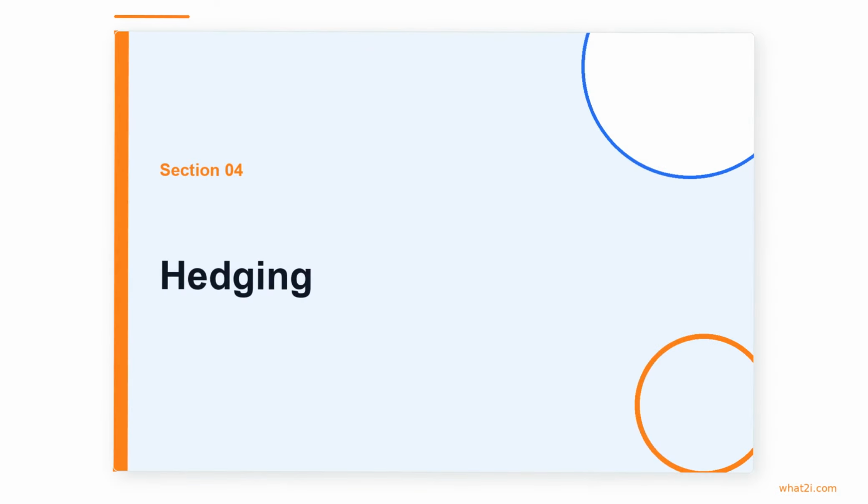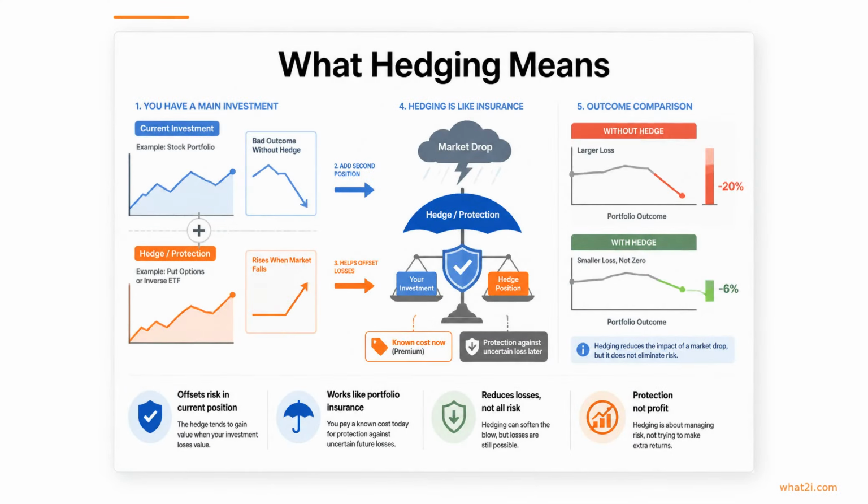Section 4. Hedging. Hedging means adding a second position designed to offset some of the risk in a position you already own. The basic idea is similar to insurance. You accept a known cost today in exchange for protection against an uncertain loss later. A hedge usually does not remove all risk, and it is not meant to be a profit engine on its own. Its purpose is to make bad outcomes less damaging and more manageable.